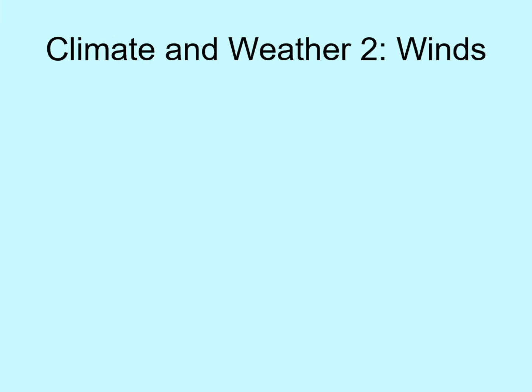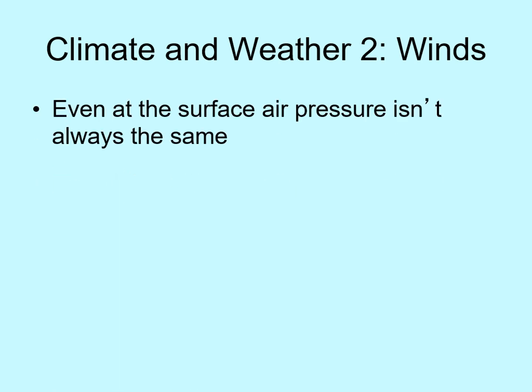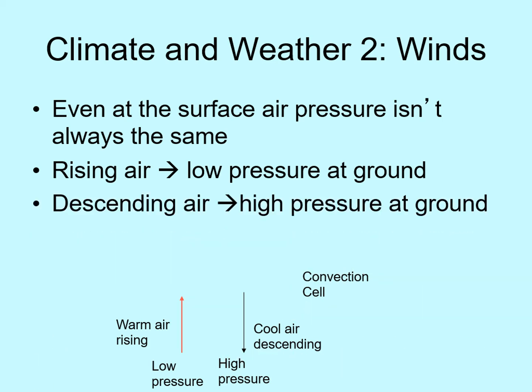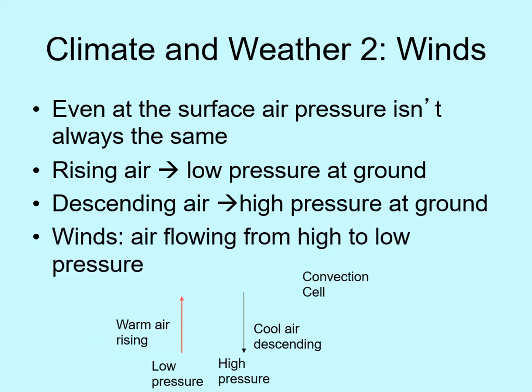Now we'll look at another aspect of weather and climate: winds. We know that air pressure changes with altitude in a planet's atmosphere. However, even at the surface, the air pressure isn't always the same everywhere. This is directly related to convection. When warm air is rising, it creates a low-pressure region right at ground level, since the rising air is leaving a gap behind it. Similarly, when cool air is descending, it creates a high-pressure region. Winds develop when air flows from high-pressure to low-pressure regions, as shown below.